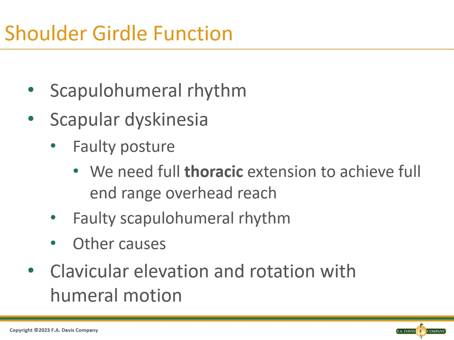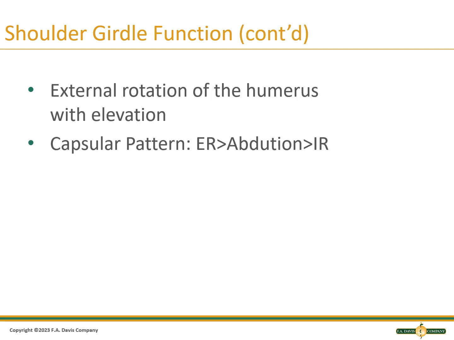Clavicular elevation and rotation happen with humeral motion, and so if we're seeing restrictions at the end range of flexion trying to get that overhead reach, then we may want to look at how the clavicle is moving and whether or not mobilizations to the clavicle are required to improve that overhead reach.